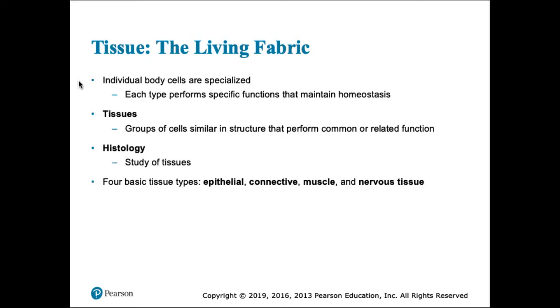So we've talked about individual body cells and how there are over 200 and 250 types of cells, each performing their own function. Well, when groups of them get together and are similar in structure, they become tissues. A person who studies tissues is a histologist, so the study of tissues is histology, and there are 4 basic types of tissue, and we'll be going through these through this chapter.